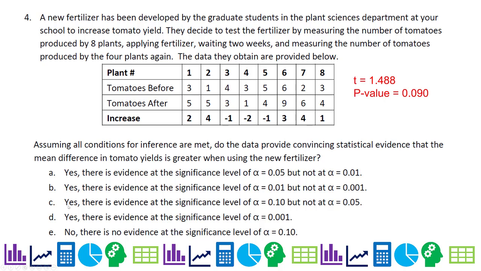So with the test statistic of 1.488 and a p-value of 0.090, it's a pretty high p-value. So there is evidence of significance at the 10% level, but not at the 5% level.